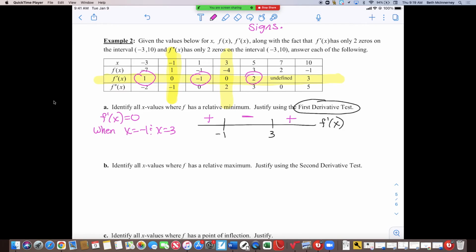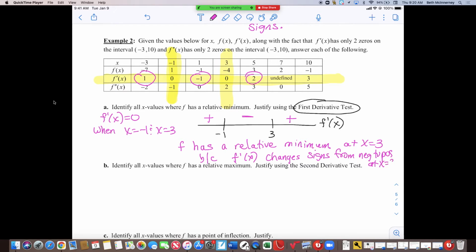So then, Eric, what did you figure out to do the relative minimum? Yeah, because why? You got it. Okay. f has a relative minimum at x equals 3. It didn't ask me, it says just identify all the x values. Because f prime of x changes signs from negative to positive at x is 3.